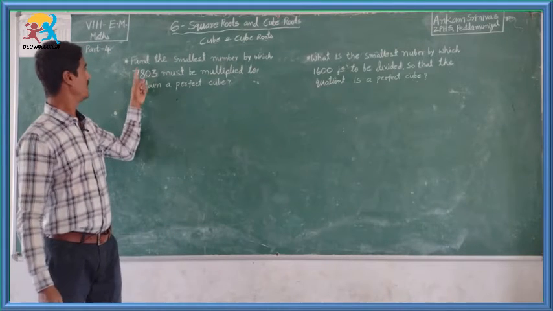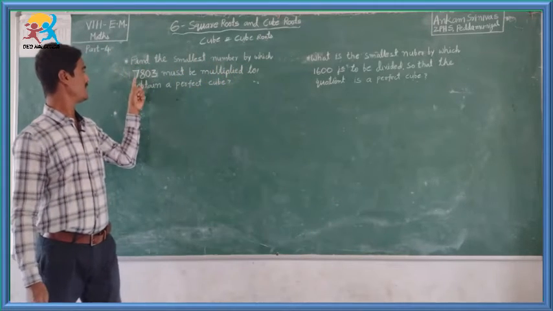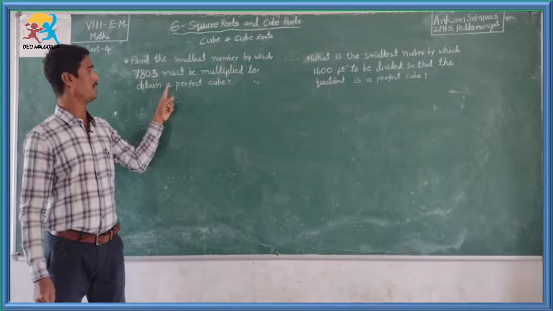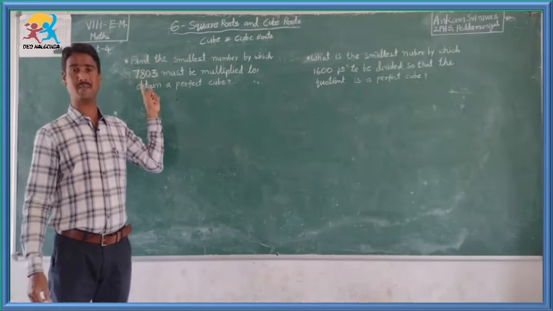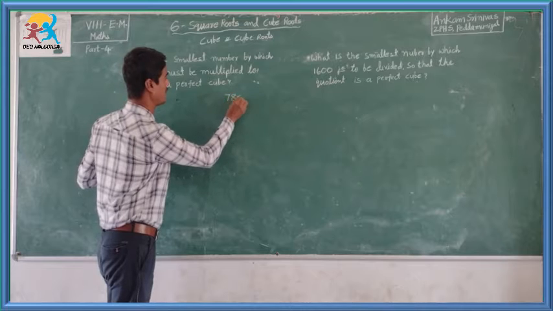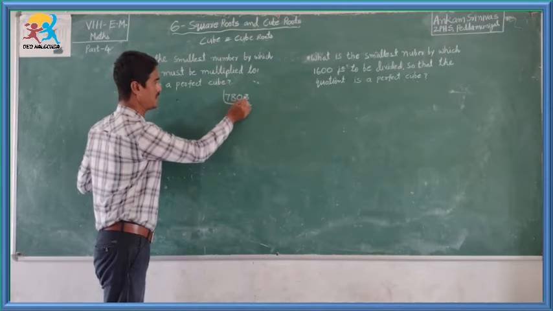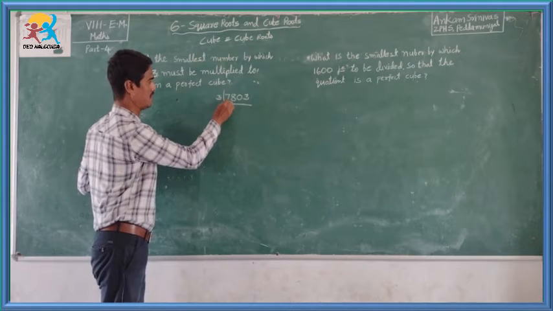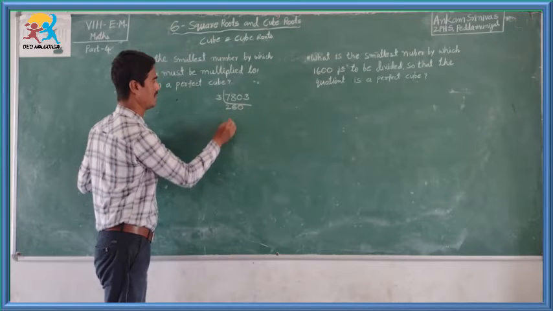Now see the one problem here. Find the smallest number by which 7803 must be multiplied to obtain a perfect cube. To find the smallest number, we have to find the prime factorization of the given number. Take the number 7803, write it as a product of prime numbers. Here the sum of digits is 18, so it is divisible by 3. 3 2s are 6, 1 left, 1 after 8 means 3 6s are 18, 0 and 3 1s are 3.